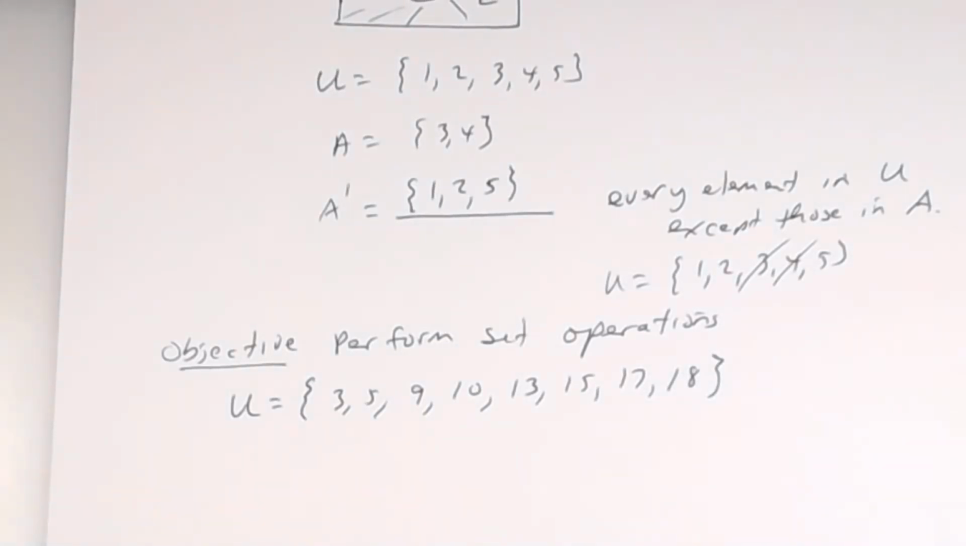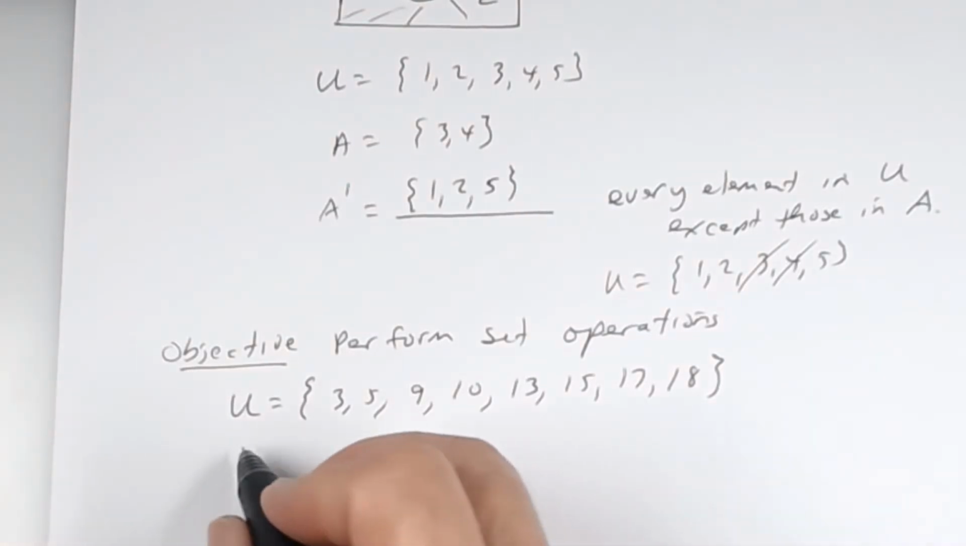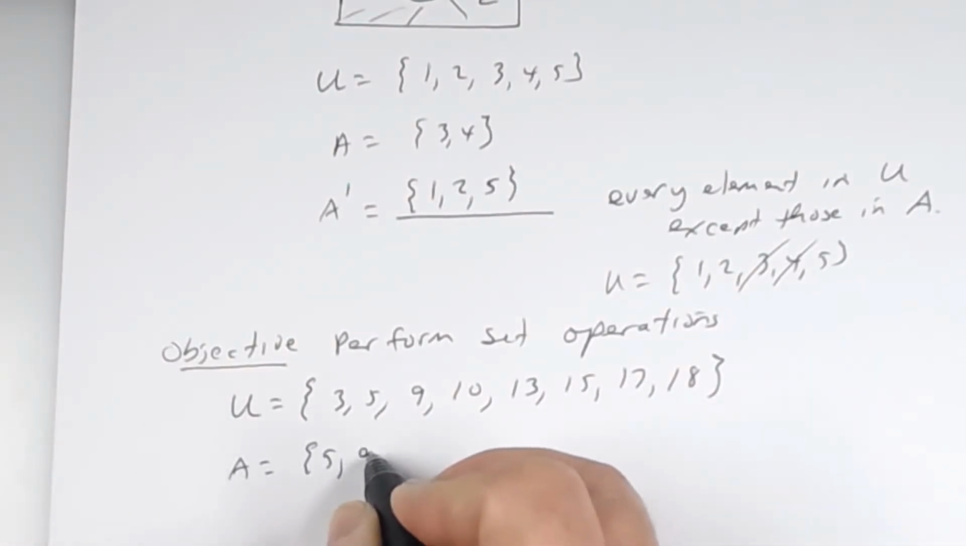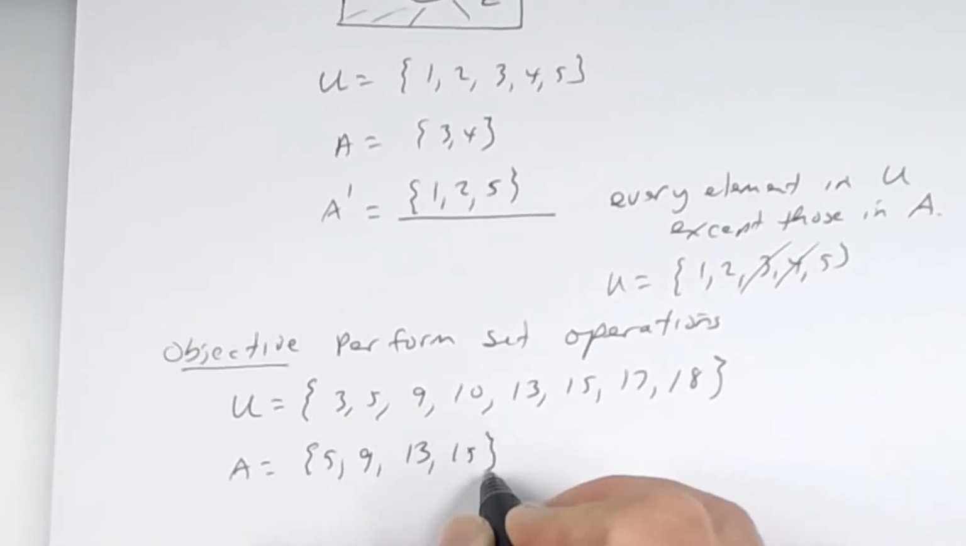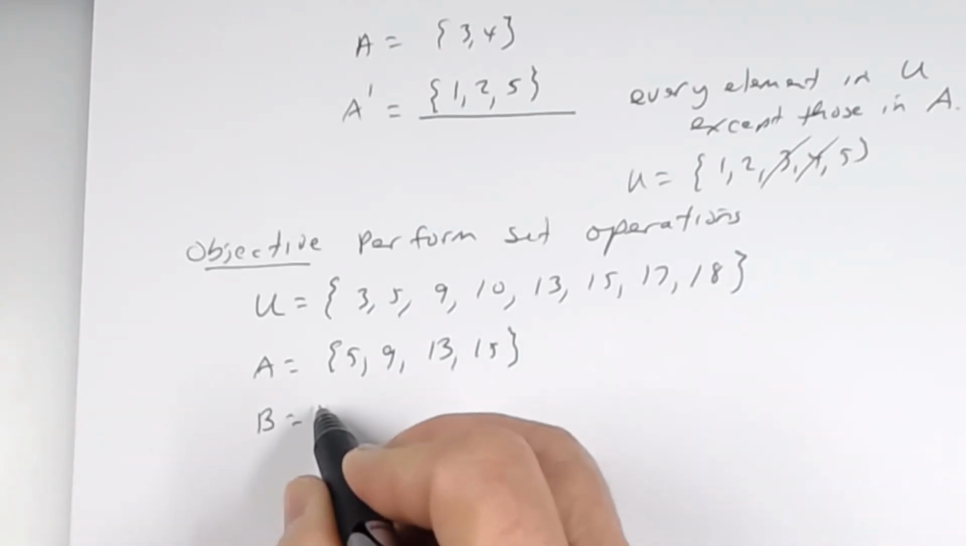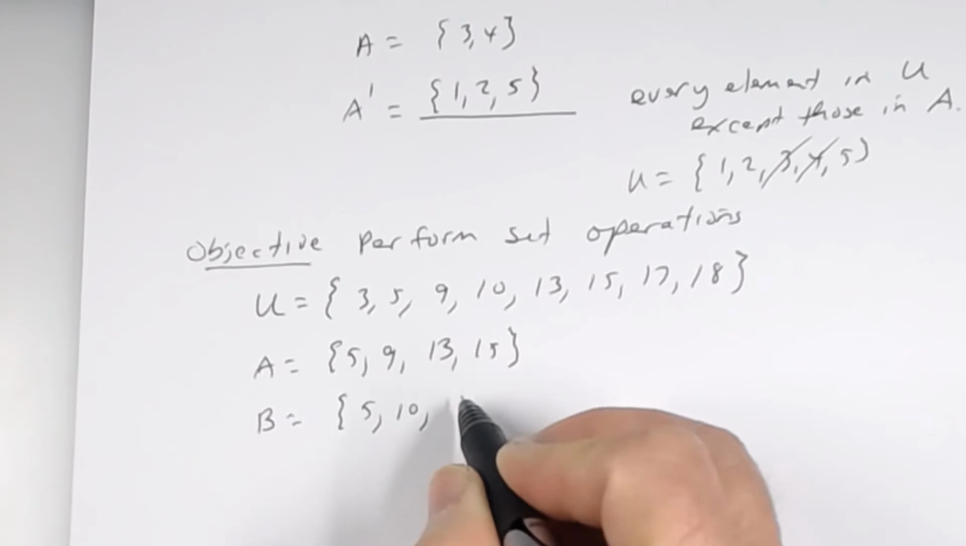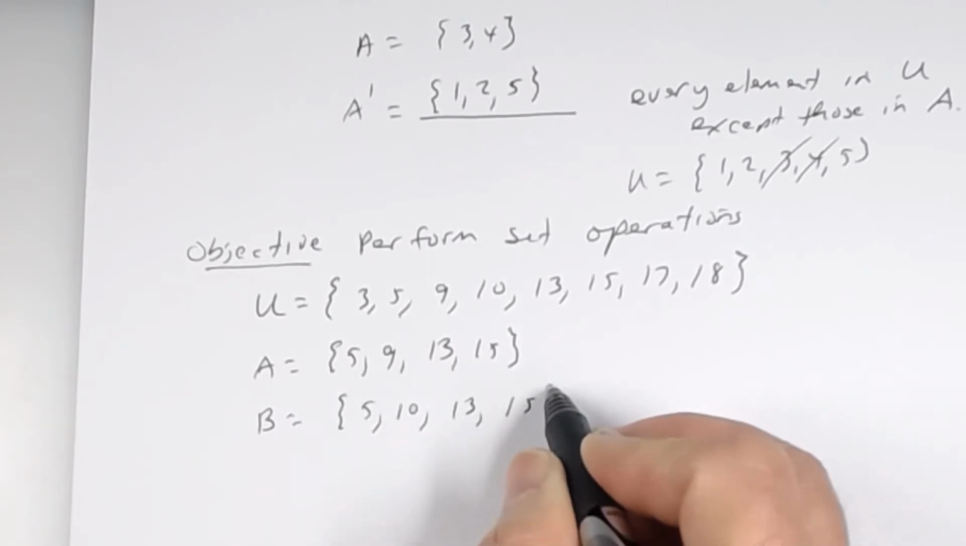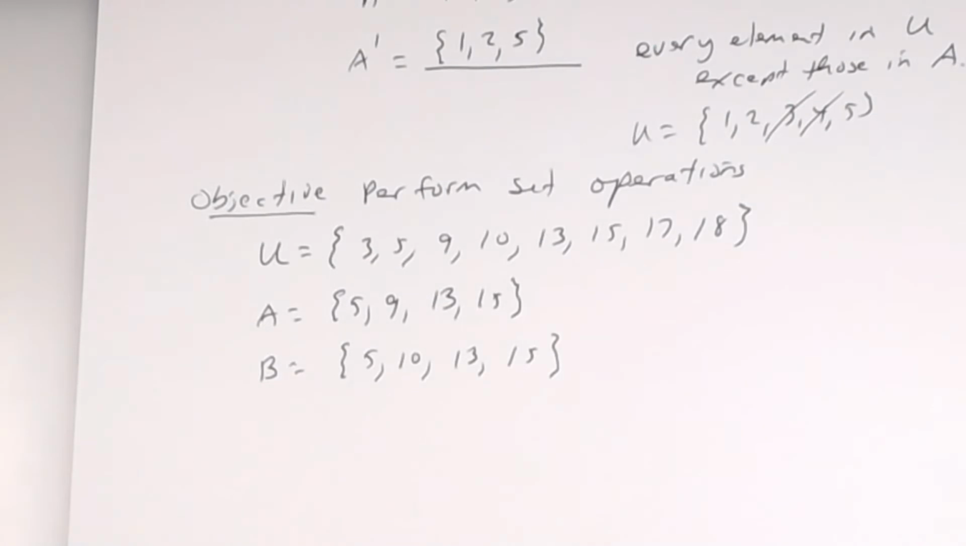So this universal set has what cardinal number? What's the cardinality of this set? That's one of the questions on your quiz today. 8. All right, there are 8 elements in that set. And remember, if it repeats, you only list it once. Let's suppose that A is 5, 9, 13, 15, and B is 5, 10, 13, 15. All right, so write that down.